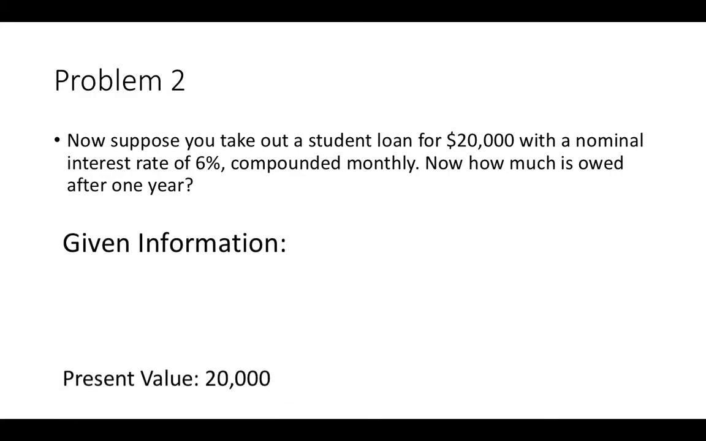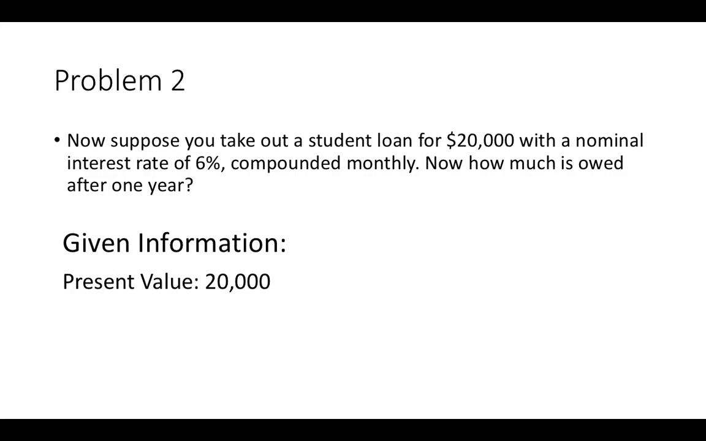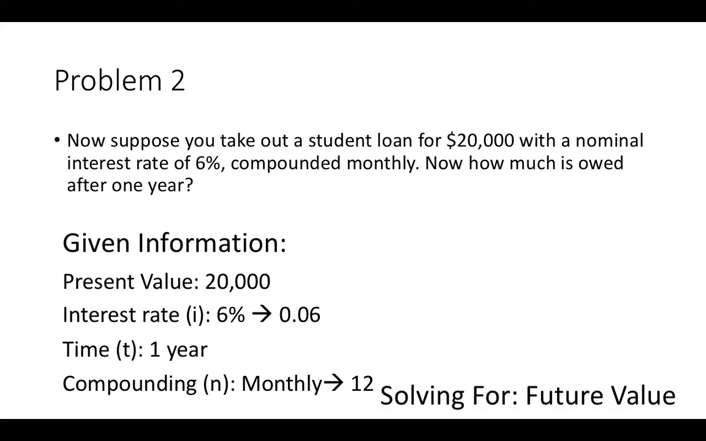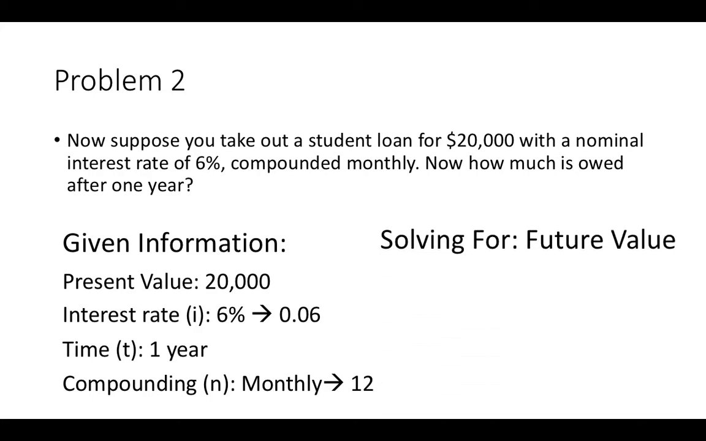So let's see what the given information is this time. So the present value is still 20,000, interest rate still 6%, time still asking how much is owed after 1 year, but this time we say that it's compounded monthly, so in this case n is going to be 12. So what are we solving for? We're solving for the future value because we want to know how much is owed after 1 year.